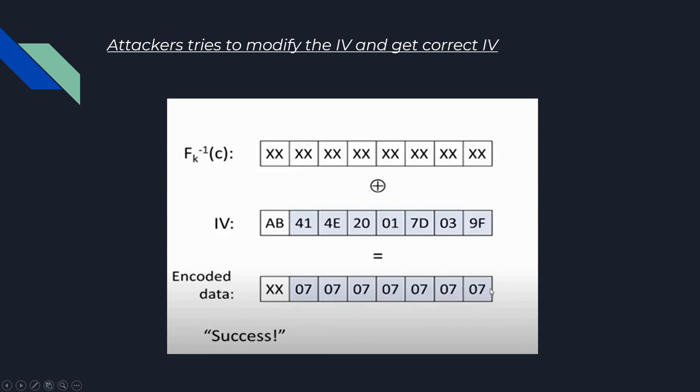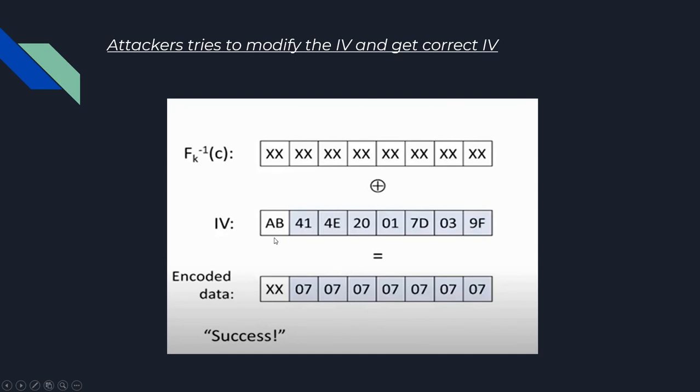If the attacker tries to identify the correct initialization vector, they will modify the initialization vector in such a way that the receiver will check the last 7 bytes of the encoded data and say success, because the last 7 bytes are equal and have the value 7. So the receiver will think that the last 7 bytes are the padded data, and so it will say success.